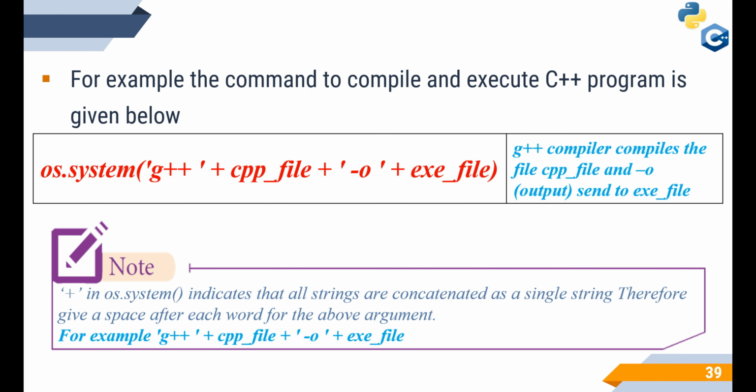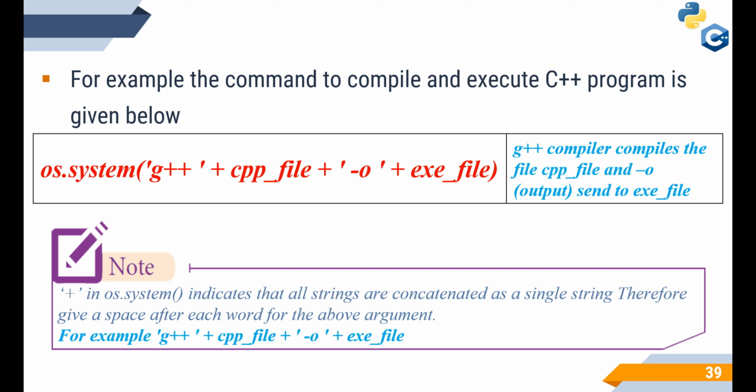For example, the command to compile and execute a C++ program is given below. os.system g++ plus cpp file plus, here -o in single quotes, plus exe file. The g++ compiler compiles the cpp file and the output is sent to the exe file. The plus in os.system indicates that all strings are concatenated as a single string. Therefore, give a space after each word in the above argument.